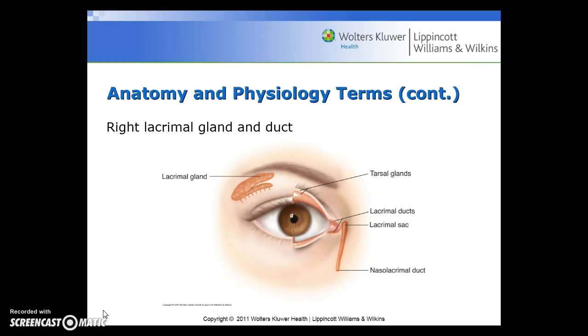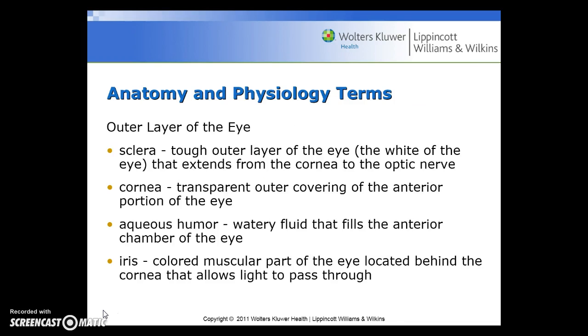Here you can see a diagram of the right lacrimal gland and duct, and see the lacrimal gland just above the eye, the tarsal glands, the lacrimal ducts, the lacrimal sac, and the nasolacrimal duct. The outer layer of the eye consists of the sclera, that's the tough outer layer of the eye, the white of the eye that extends from the cornea to the optic nerve.